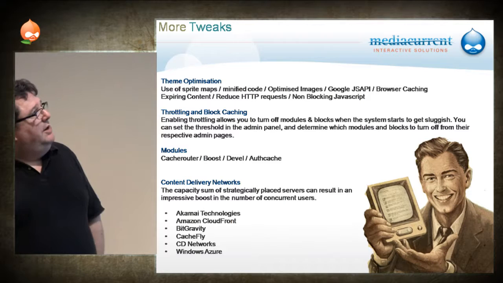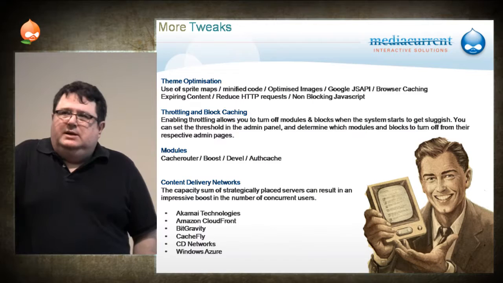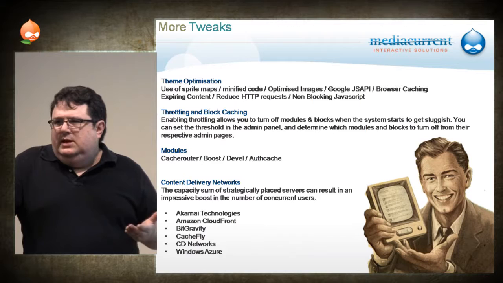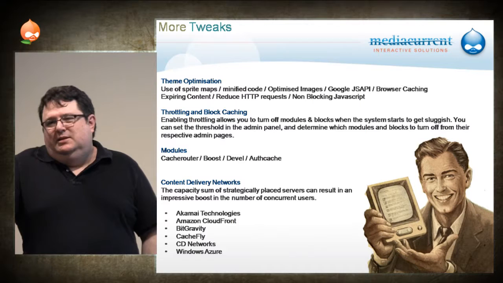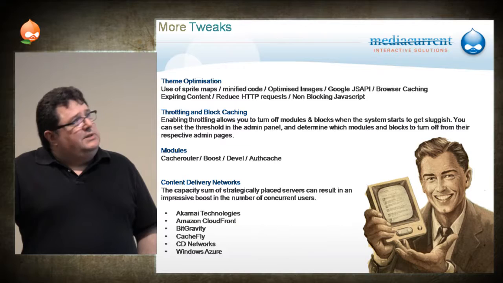Throttling and block caching. Throttling, as I said, is a regular feature on 6, but I think it's a bit of a trade-off. As the sites start to get very busy, you can go in and set blocks to turn off once you get to the threshold. The only thing is, you don't really want parts of your website shut down just because you get busy. It's not really a good idea. They've removed the feature from 7, but it's something to think about if you do end up with one or two custom modules that are quite intensive.